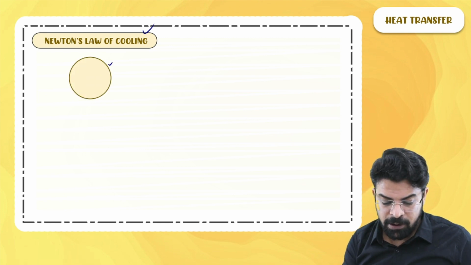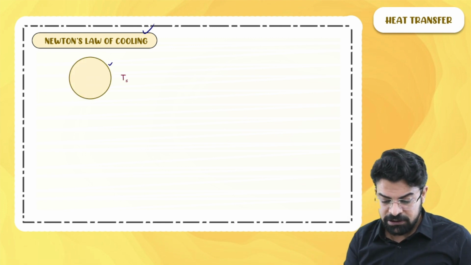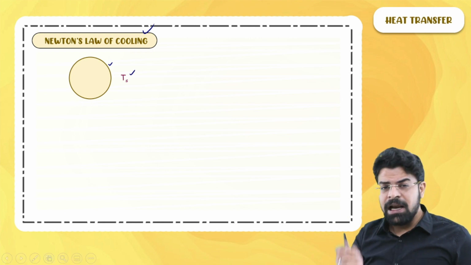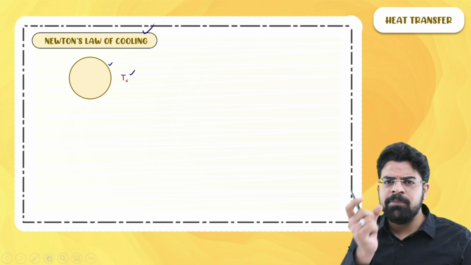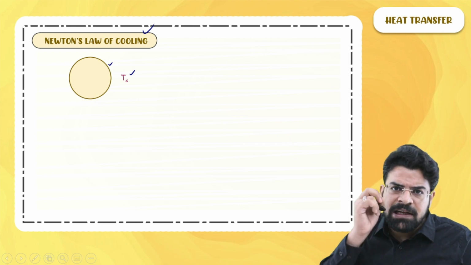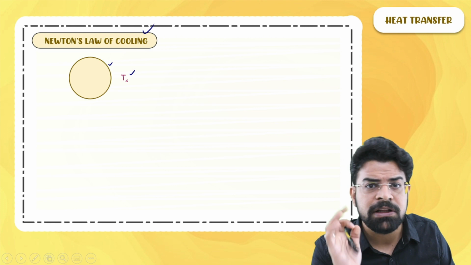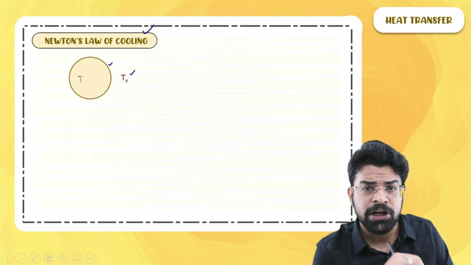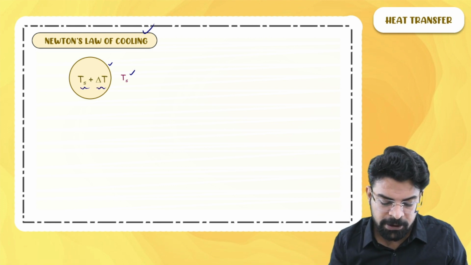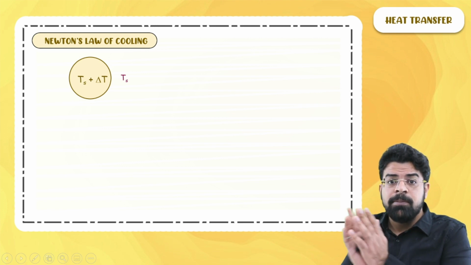Let's say we have a body placed in a surrounding. The surrounding temperature is Ts and the body has a slightly different temperature than the surrounding. Let's say the temperature of this body is delta T higher than the temperature of the surrounding. Then you will write the temperature of this body to be the temperature of the surrounding plus delta T.